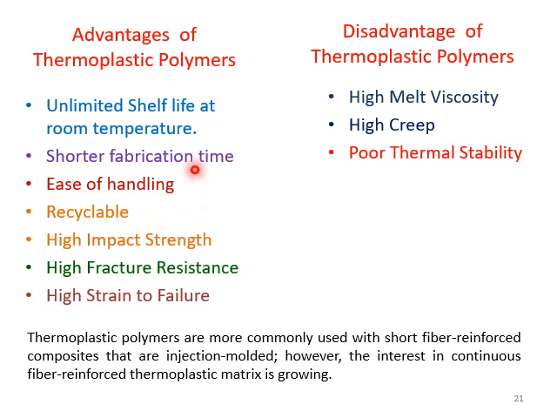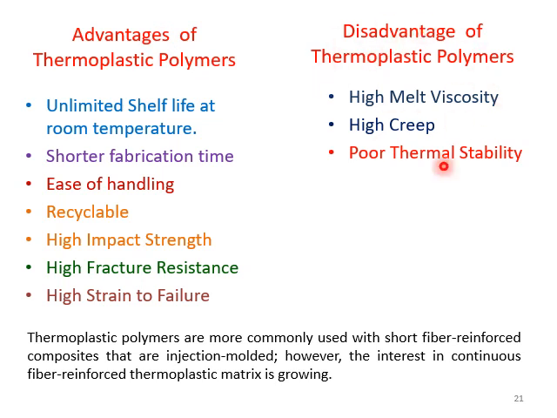They have high impact strength, whereas thermoset resins, we have seen, are brittle in nature, whereas thermoplastic polymers are ductile in nature. They have high energy absorption, high impact strength absorption. They have a high fracture resistance. We have discussed that thermoset resins have poor fracture resistance. That is, if a crack or a fracture is generated, it will easily propagate throughout the composite. Whereas in case of thermoplastic polymers, we have high fracture resistance. They have high strain to failure, right? This is another advantage of thermoplastic polymer.